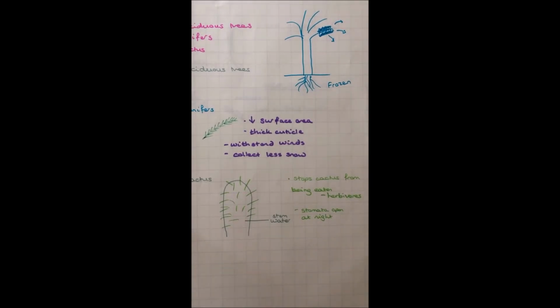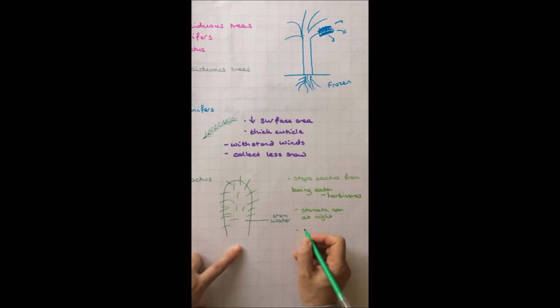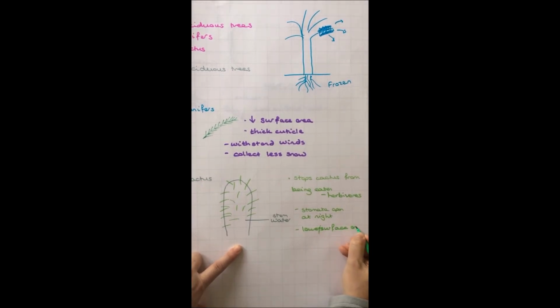The spines on the cactus also mean that these have a much smaller surface area, same as the conifers, so actually less water is lost by transpiration. There are two other things that cacti and other plants actually do to try and prevent water loss by transpiration.